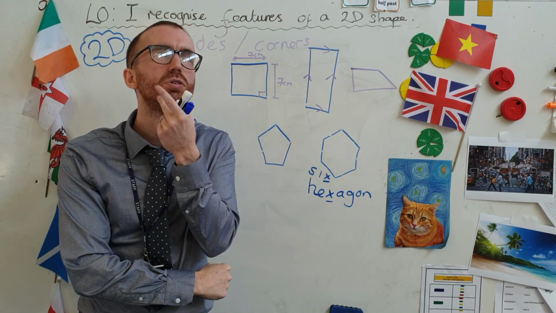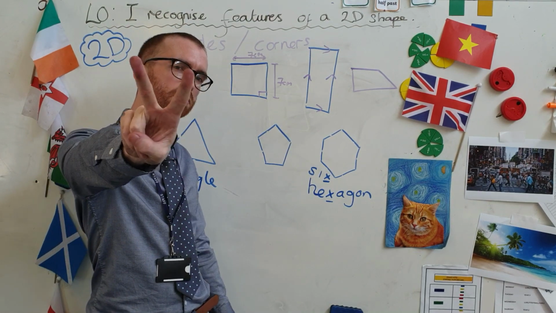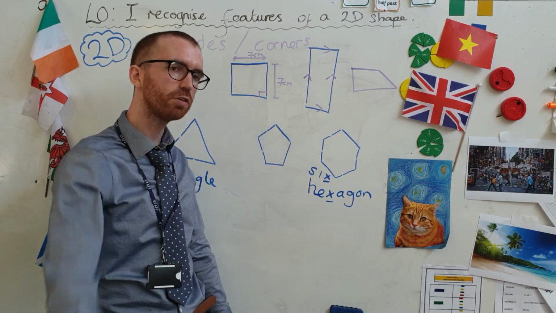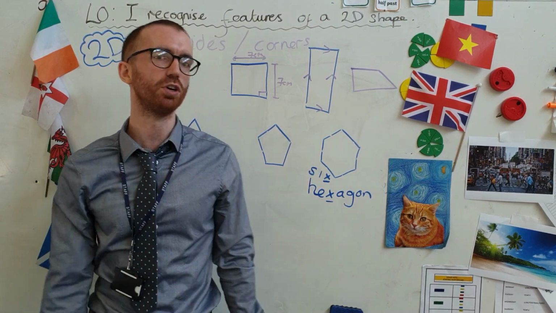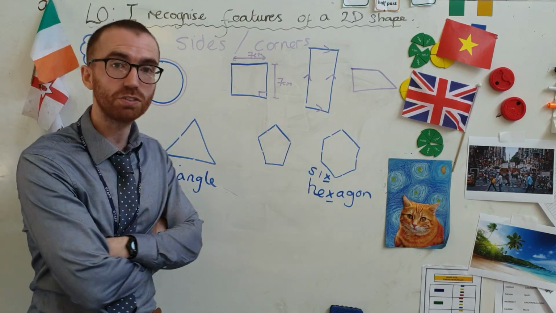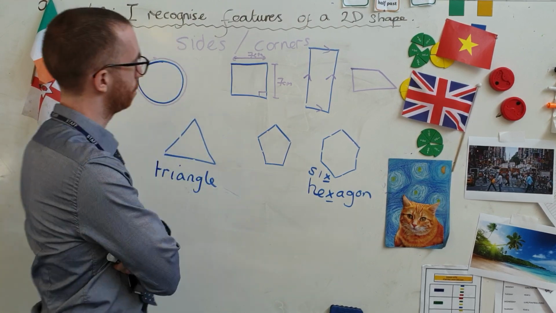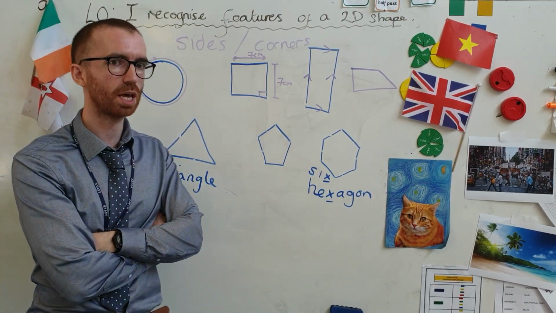Can you find me also a shape that has only 2 corners? That's your little challenge. See if you can find that for me. Shape with only 2 corners. I'm looking forward to seeing it. If it exists, maybe you can find a shape that only has 2 sides. There you go. That's your job. 2D shapes. Any questions? Email.